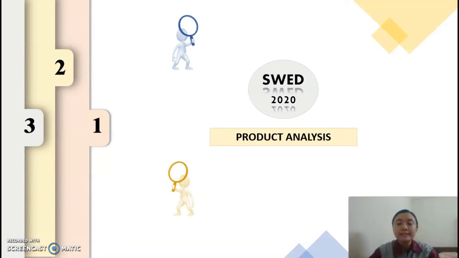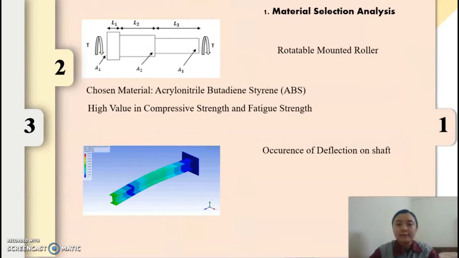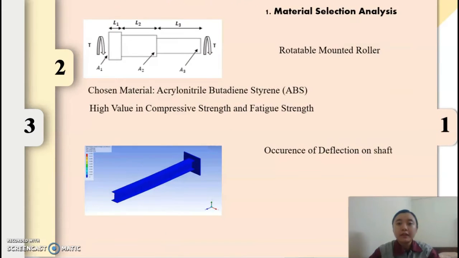The first analysis is material selection analysis. We select the rotatable mounted roller, which is assumed as a shaft model, as one of the main components in this Swed 2020. From this analysis, ABS is selected as the material for fabricating this component. This is because ABS has a very high compressive strength and fatigue strength. With these properties, it will ensure that the shaft will not deflect too much under a large applied force that acts on it. This will prevent the occurrence of deflection on the shaft.